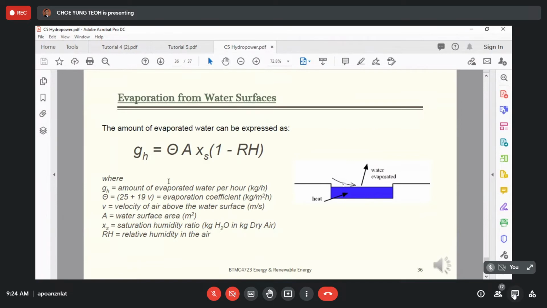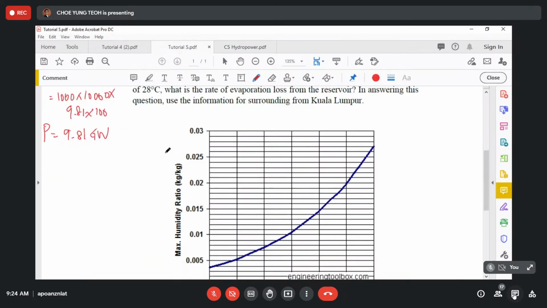Of course, control is another big issue. So you can see that we can use this equation. GH is the amount of evaporated water per hour. Theta is 25 plus 19V, and V refers to the wind speed. XS is the saturation humidity ratio, and RH is the relative humidity of air. So maybe you can write down the equation, GH.